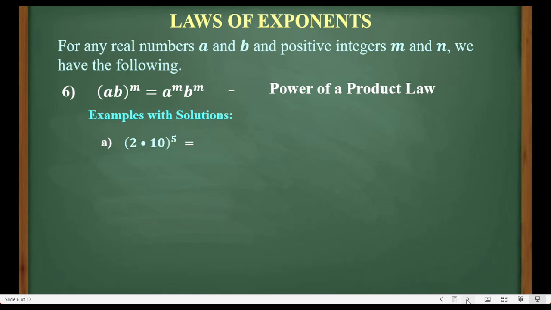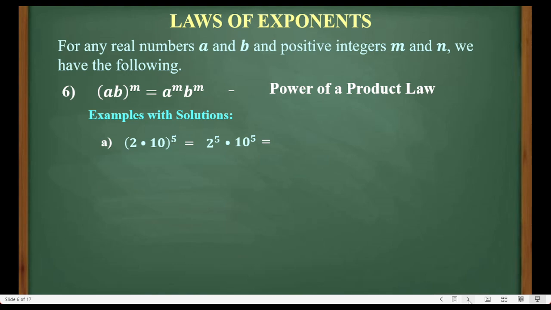Okay, so this will become what? 2 to the fifth times 10 to the fifth. So, what really happened here is that if our 2 here has an exponent of 1 and 10 has an exponent of 1, the outer exponent 5 is actually being multiplied to the exponent of each factor. Okay, so at this point, from this given expression, it becomes 2 to the fifth times 10 to the fifth.